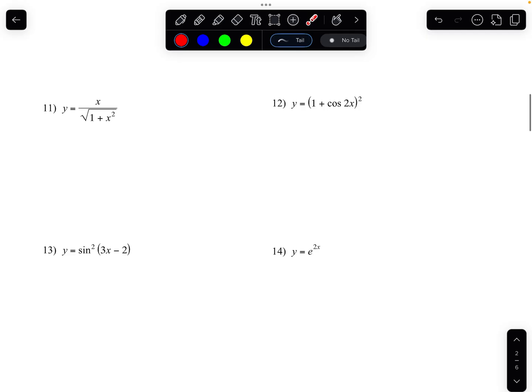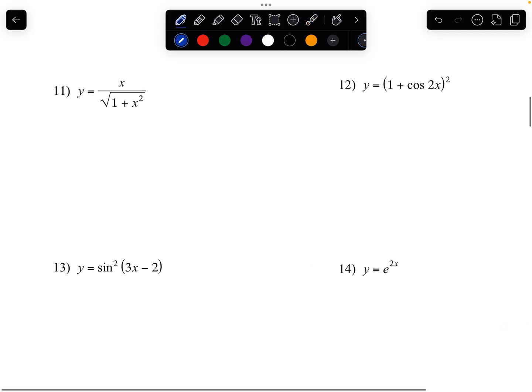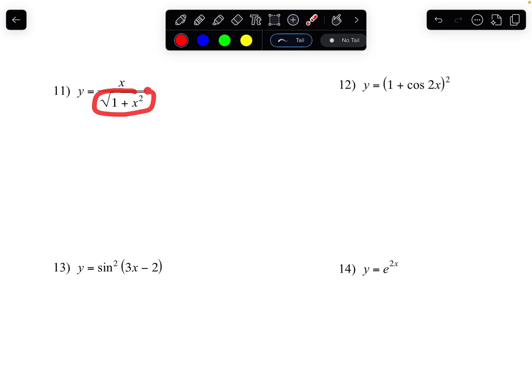For 11, ooh, yikes, we got a quotient rule here. So you can see the quotient that's taking place, and I'll have to take the derivative of the denominator, and that's where the chain rule is going to happen. But let's start with the quotient rule. So y prime is going to be equal to, we're going to need low d high, and the derivative of the top is 1, minus high.